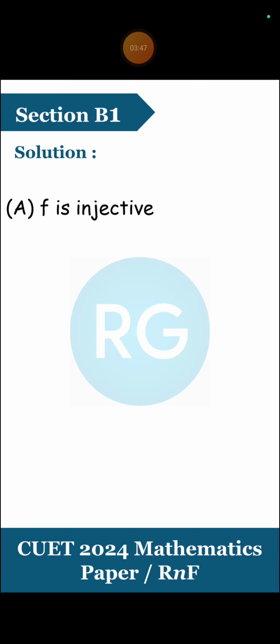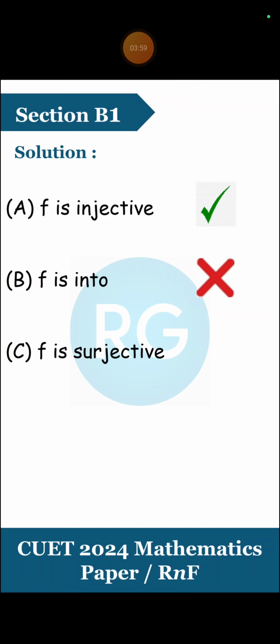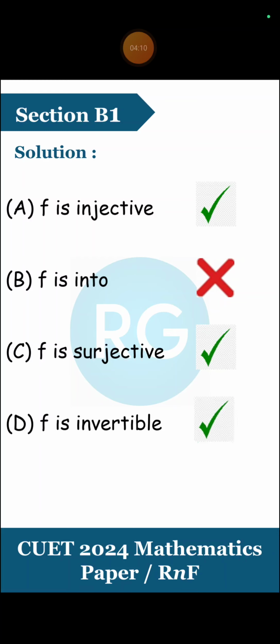So let's see the options. Injective: yes, correct. Now, it is an onto function, not an into function, so this is not correct. A part is correct, B is not correct. C, f is surjective, so correct. And last, f is invertible also, as it is injective and surjective. So this part is also correct. So option A, option C and option D are the correct options.